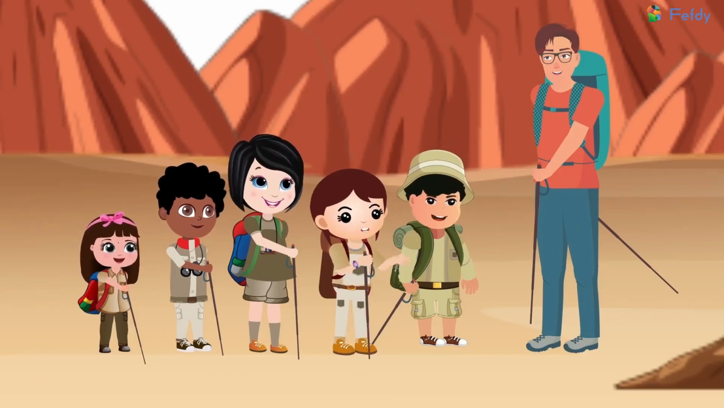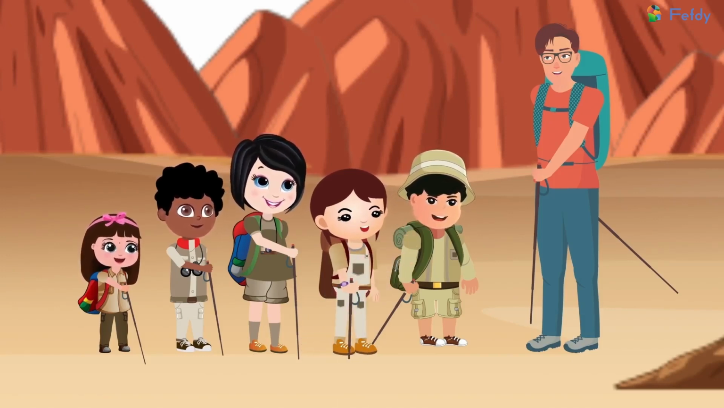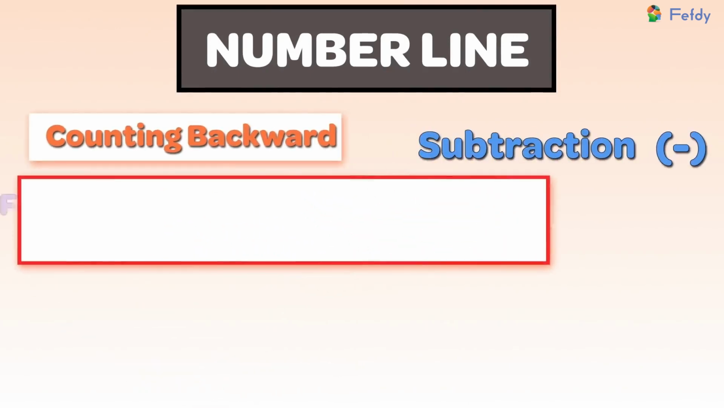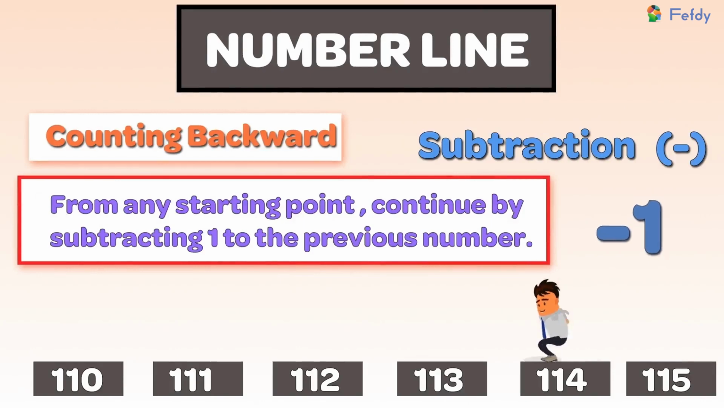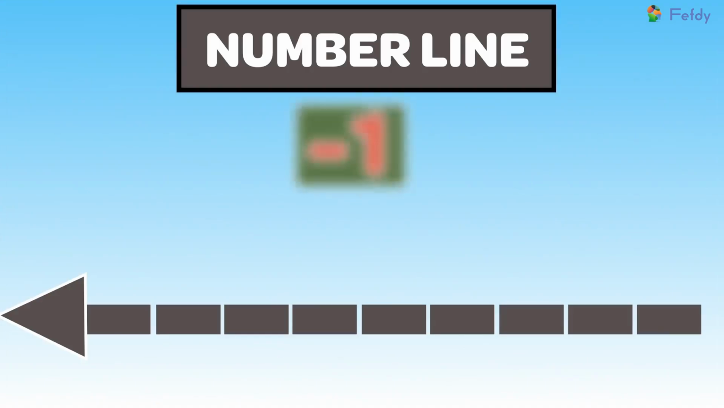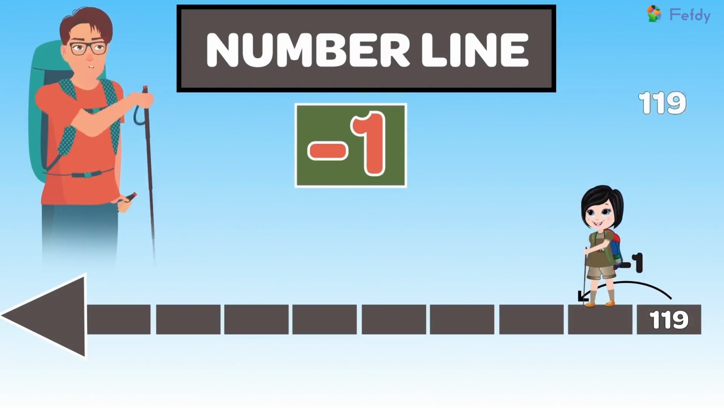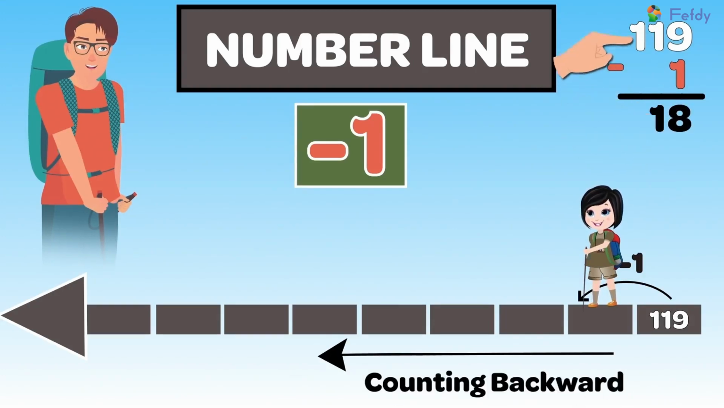In 2-digit, we learnt backward counting. Also, how can we perform 3-digit backward counting in number line, Dad? Counting backward. From any starting point, continue by subtracting 1 from the previous number. By subtracting 1 from 119, 119 minus 1, 9 minus 1 is equal to 8. So the number is 118.